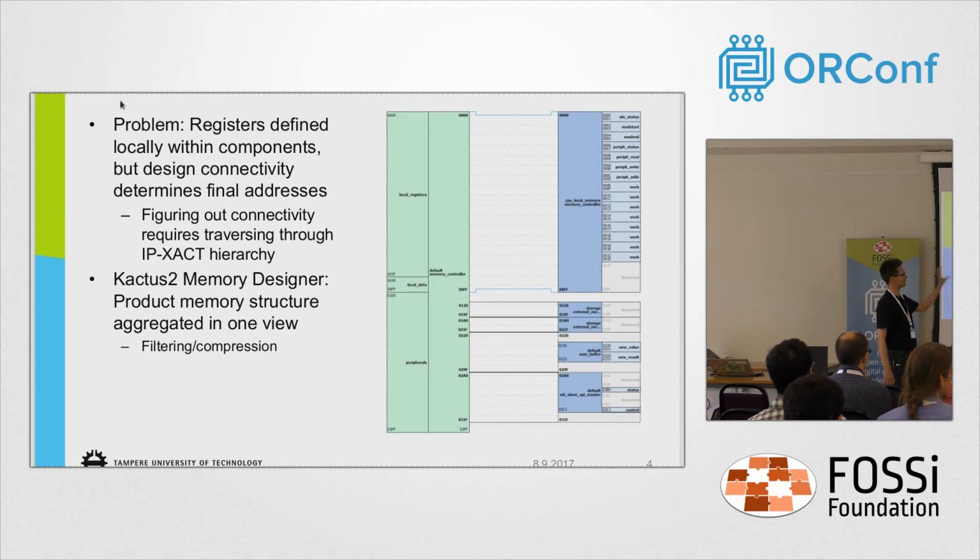So in the memory designer, we gather all that. We go through the connections in the designs, and they may change the addressing. Let's say there's a bus component that changes the addressing. That's all taken into account when we create this view. You basically generate the register mapping? Yes, the address map for the design. Okay, thank you.